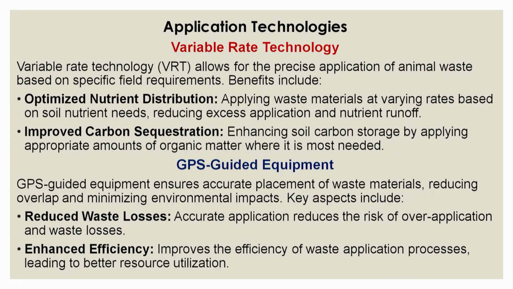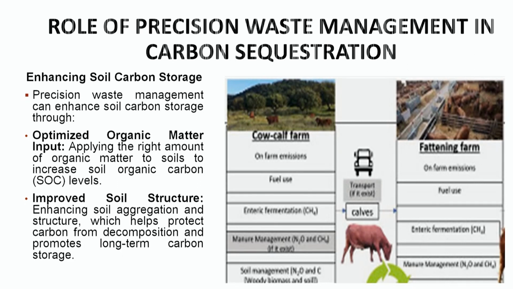Then, application technologies like VRT, variable rate technology, which allows the precision application of animal waste based on specific field requirements, like optimized nutrient distribution and improved carbon sequestration, and GPS-guided equipment for ensuring accurate placement of the waste material, reducing the overlap and minimizing the environmental impacts. So, waste losses are reduced and efficiency is enhanced.